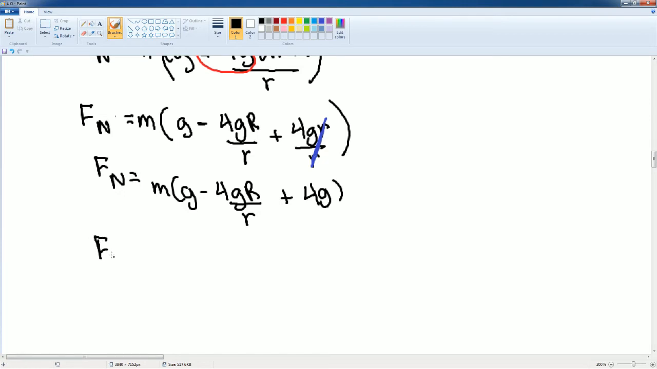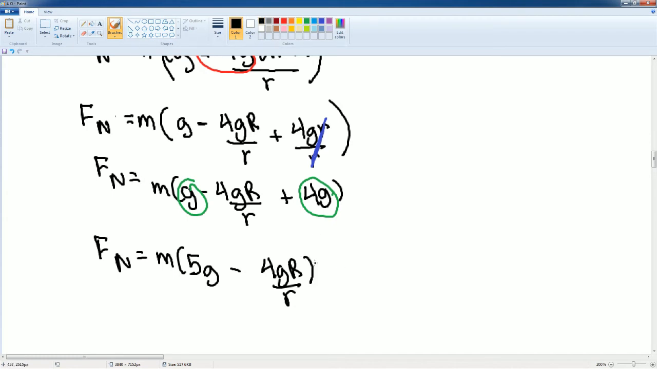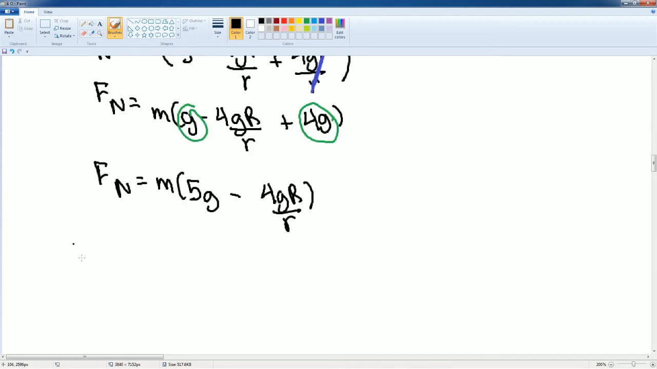Then we have Fn is going to be equal to mg minus, let's see, we have g plus 4g. So this becomes 5g minus 4g big R over little r. What I did is these two were like terms, so I added them. So Fn is equal to m times 5g minus 4g big R over little r.